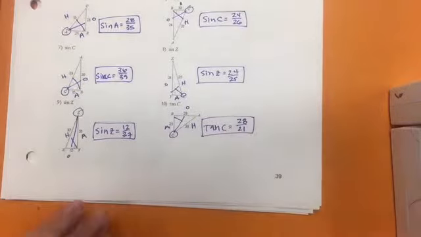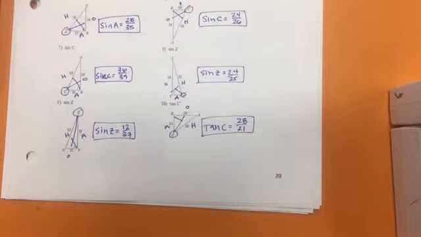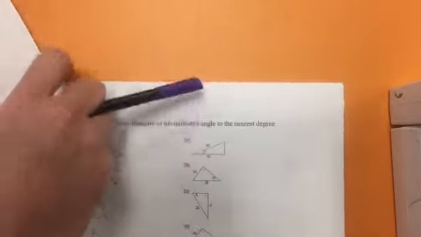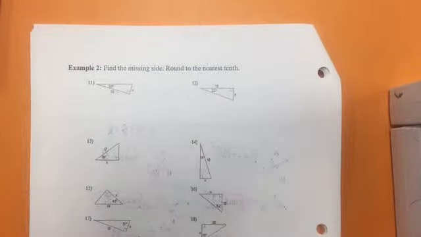And those are my trig ratios. I do not have to solve for the missing angles. I just set up the ratio. Example 2, I am solving for the missing sides. I need to round to the nearest tenth, which means I will have one number after the decimal.